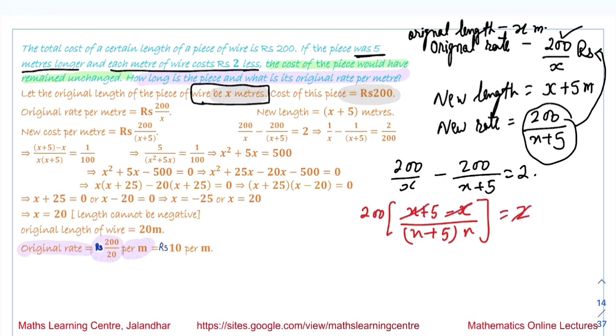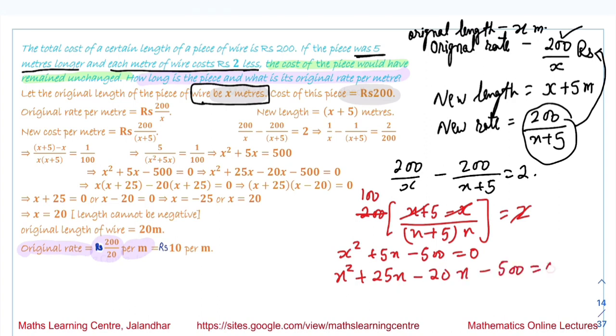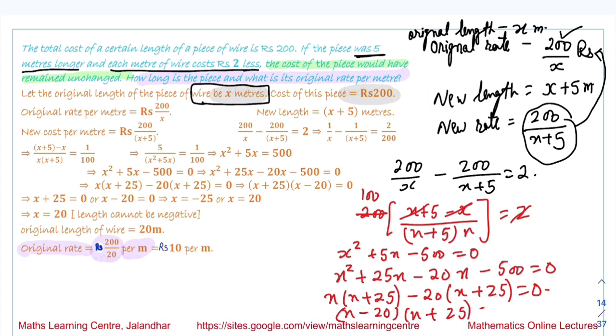This 2 gets cancelled, and we are left with 100, and this equation will become x square plus 5x minus 500 is equal to 0. So it is x square plus 25x minus 20x minus 500 is equal to 0. So it is x into x plus 25 minus 20 into x plus 25 equal to 0. So we get x minus 20 into x plus 25 equal to 0. So we have x is equal to 20 or x is equal to minus 25.